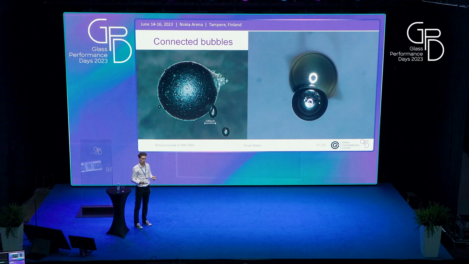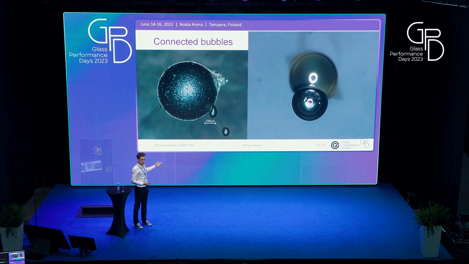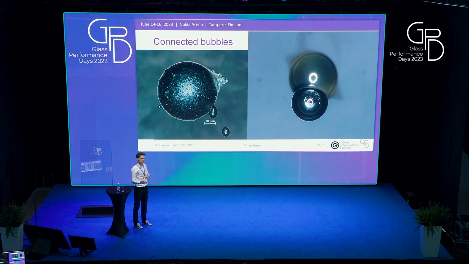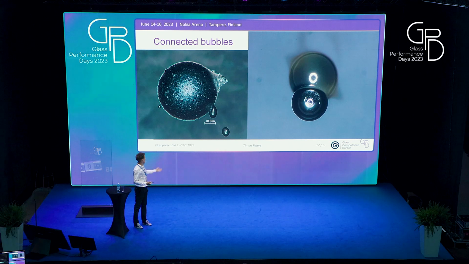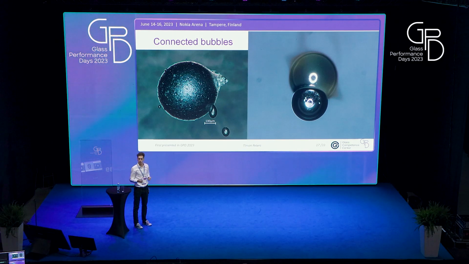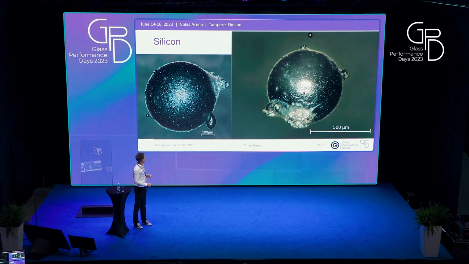We can also see connected bubbles, either emitted from an inclusion, for example, a silicon inclusion, where the silicon dioxide of the glass is reduced and carbon dioxide is set free and comes out of the inclusion, or on the right side, a bubble that has probably just stuck to an inclusion in the glass.